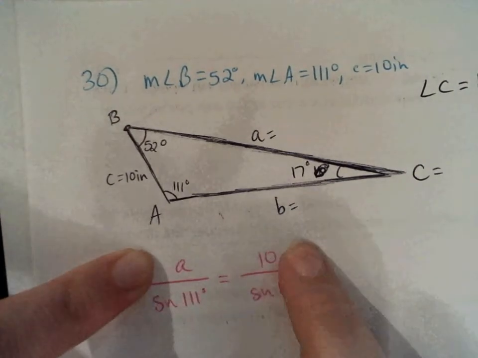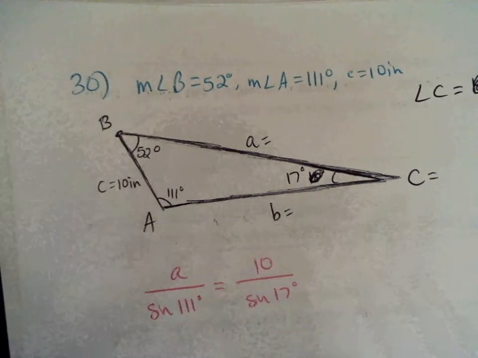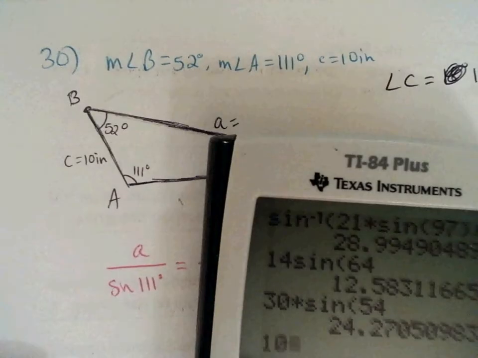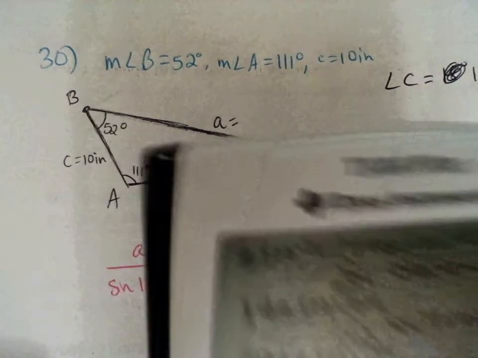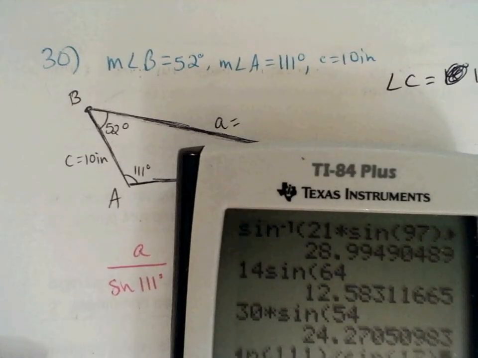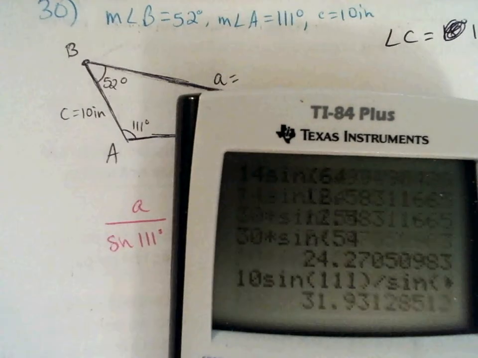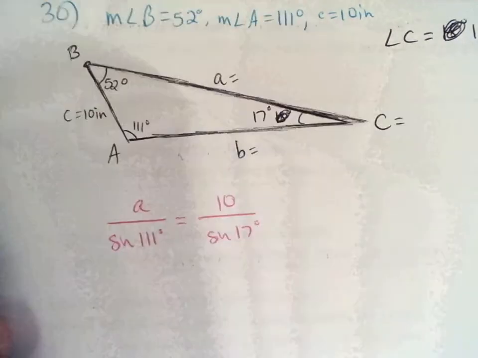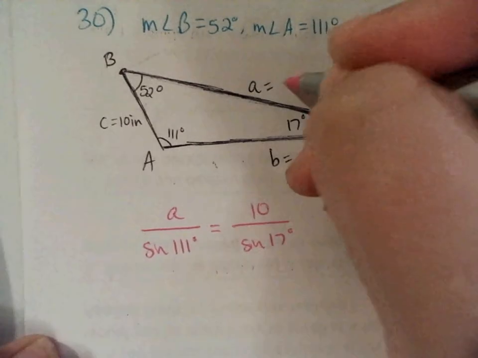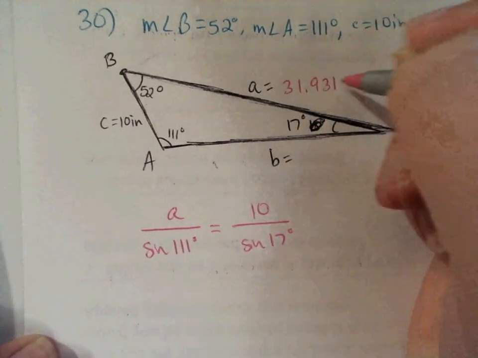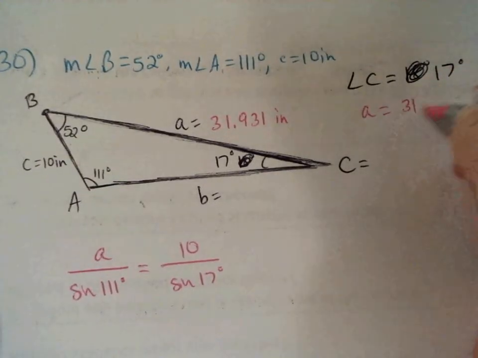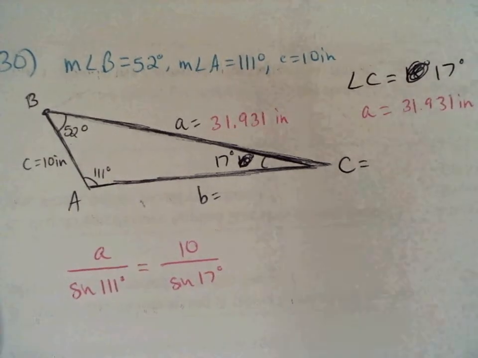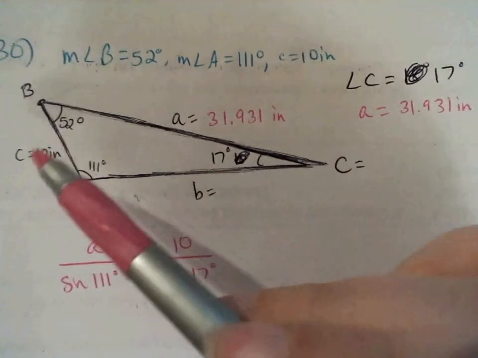I'm trying to solve for side A, so I'm going to multiply by sine of 111. So 10 times sine of 111, divided by sine of 17. And I get 31.931, and that just solved for side A. 31.931, and that's going to be in inches. So side A is 31.931 inches. And let's see if that makes sense.